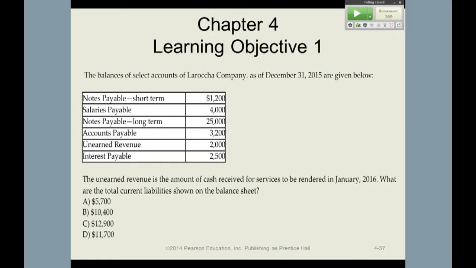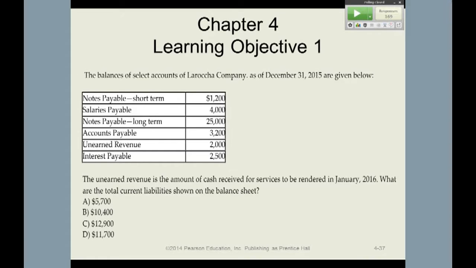So make sure you could do a problem like this, and these are the types of computations. That's why you don't have calculators. These are the type of calculations you have in the exam. Okay, so just take the total, subtract out the long term of $25,000, and you would have the amount of the current liabilities.